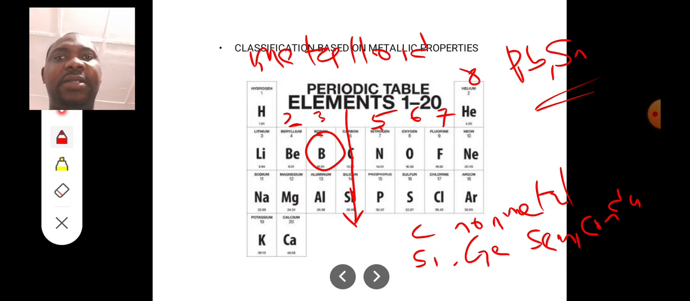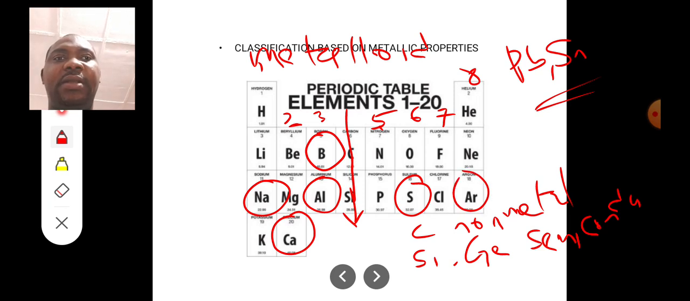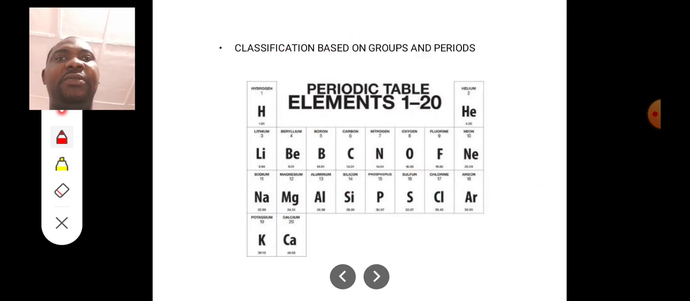So that means, based on what we've said now, sodium is a metal, why? It is a group 1 element. Calcium is a metal, it is a group 2 element. Aluminium is a metal, it is a group 3 element. But sulfur is a non-metal, it is a group 6 element. Argon is a non-metal, it is a group 8 element, and so on and so forth. Okay, so we'll move to the next classification.